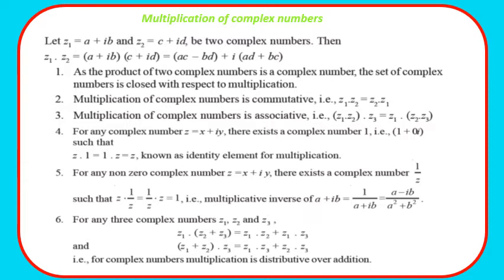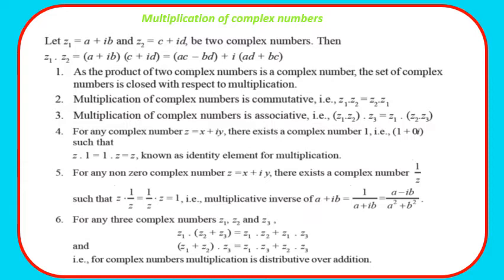Now the multiplication of complex numbers also follows some properties. If you multiply two complex numbers, then the result is also a complex number. That is, the multiplication of complex numbers follows closure law or closure property. Multiplication of complex numbers is commutative. That is, if you multiply z1 into z2 or multiply z2 into z1, the product is going to remain the same.